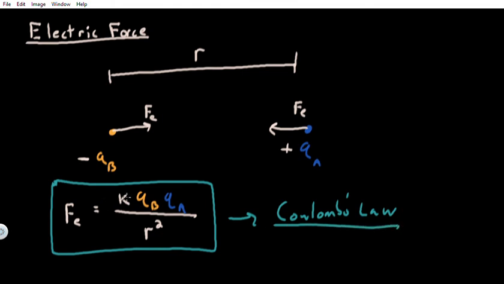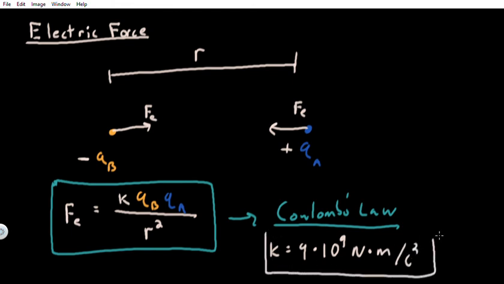And this proportionality constant K is equal to 9 times 10 to the 9th newtons times meters squared per coulombs squared. I probably could have figured that out, but I just wanted to check. This is how you would calculate electric force between two charges using Coulomb's law of electrostatic attraction.